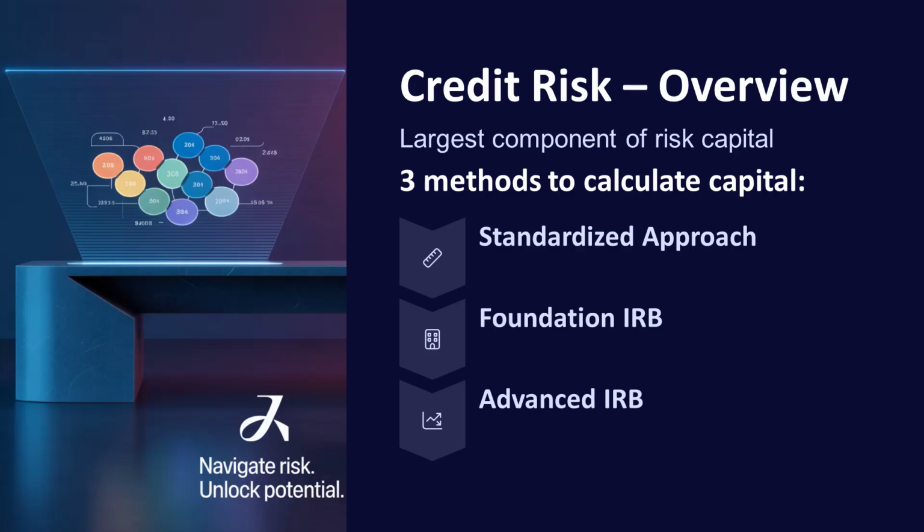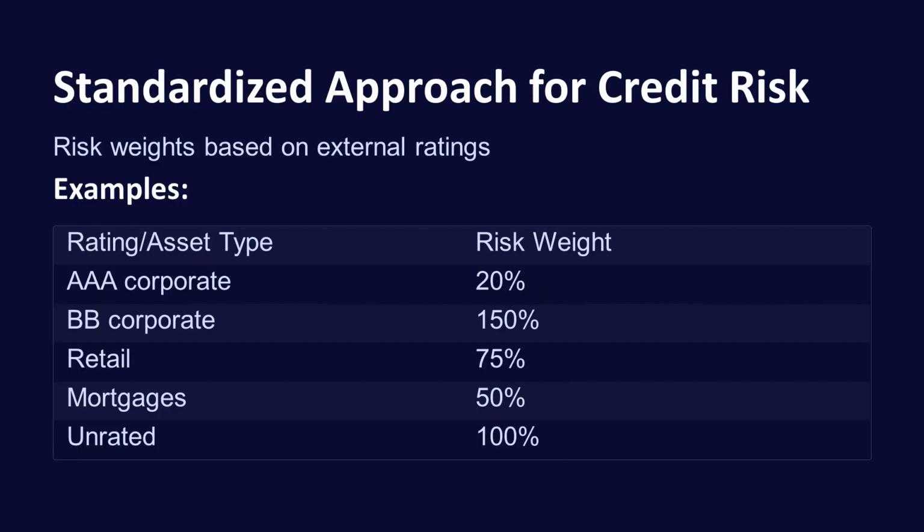Credit risk. Capital requirement. Credit risk, the risk of borrower default, is typically the largest component. Banks have three approaches to calculate it. Standardized approach assigns fixed risk weights based on external credit ratings. A highly rated corporate exposure carries a lower risk weight than an unrated or lower rated one. Mortgages and retail loans get special treatment with reduced weights.